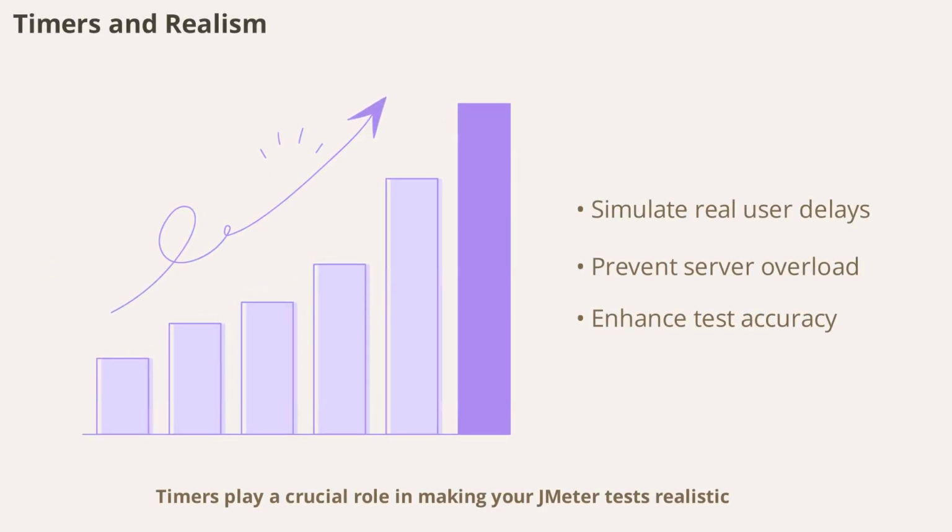Timers play a crucial role in making your JMeter tests realistic. By introducing delays between requests, timers help simulate real user behavior and prevent all virtual users from hitting the server at the same instant. This not only avoids unrealistic spikes, but also provides more accurate insights into how your application handles concurrent users over time.